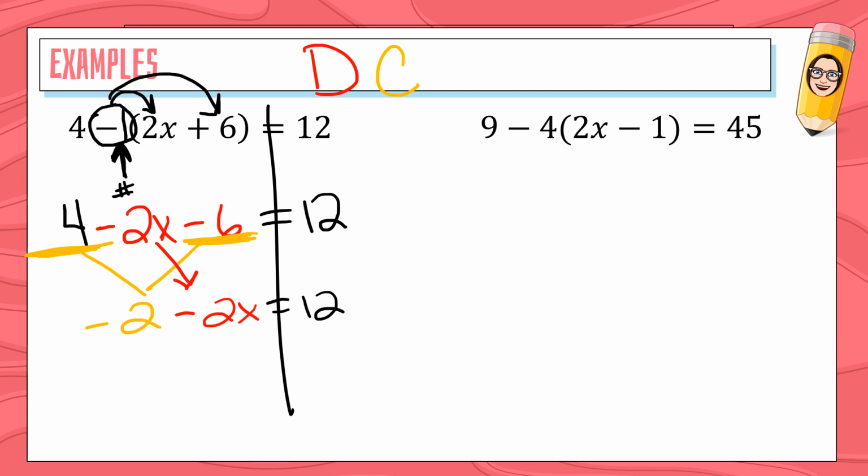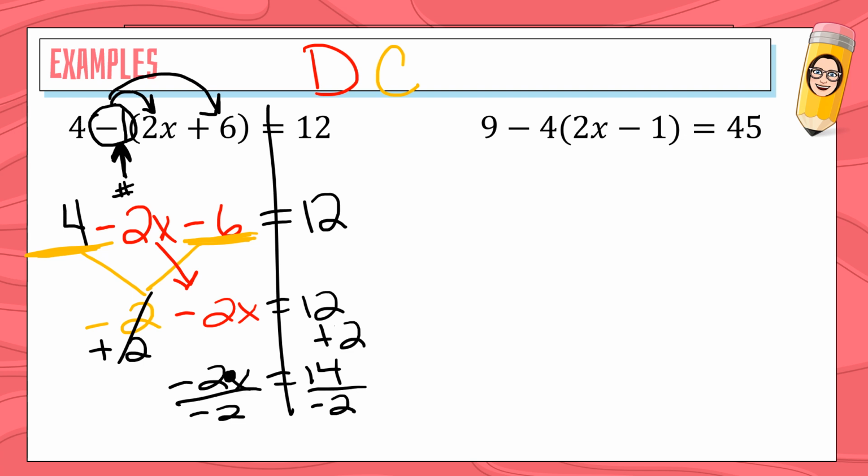Next step, we want to undo any addition or subtraction. So instead of minus 2, let's add 2. Now this looks like a normal problem. That gets me to a 14. And my typical last step, instead of times negative 2, we're going to divide by negative 2. Watch your signs, negative 7.